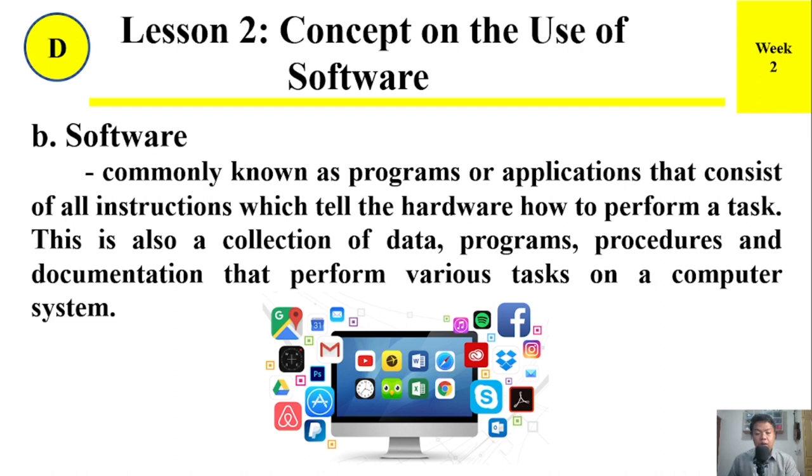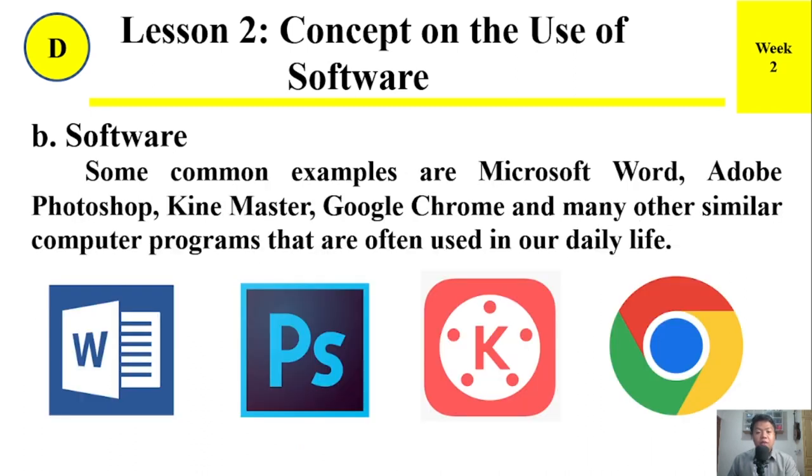Letter B, software. Software is commonly known as programs or applications that consist of all instructions which tell the hardware how to perform a task. This is also a collection of data, programs, procedures, and documentation that perform various tasks on a computer system. Some common examples are Microsoft Word, Adobe Photoshop, KineMaster, Google Chrome, and many other similar computer programs that are often used in our daily life.